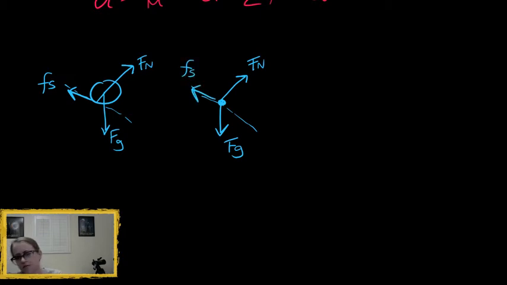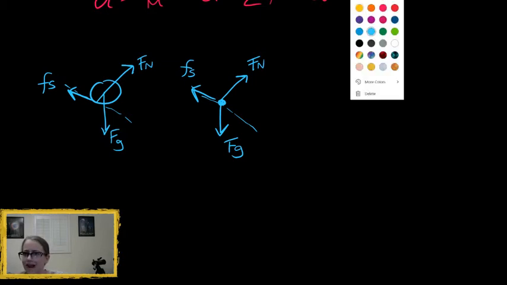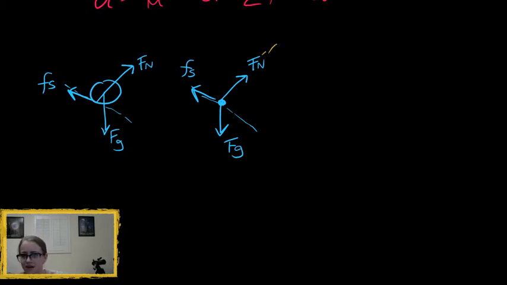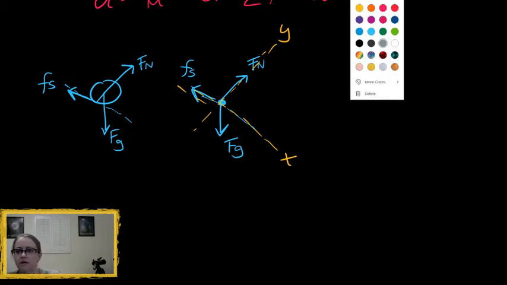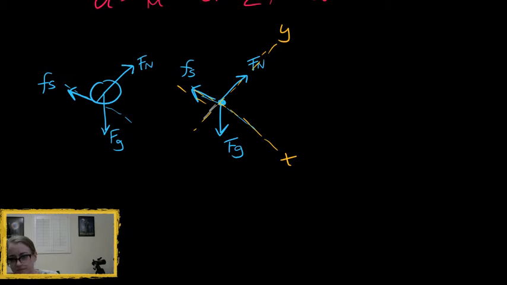And our normal force is already on our axes. When we have an object on a ramp, it's helpful to make your axes the down the ramp and perpendicular to the ramp directions. So the normal force is on our y-axis. The force of friction is on our x-axis. What force do we need to break into components? That's going to be the force of gravity.